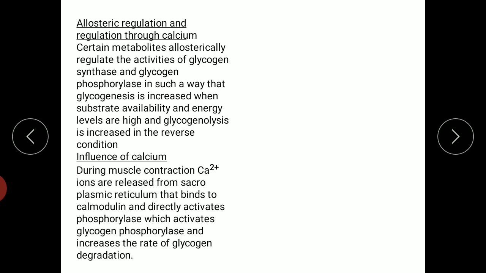glycogenolysis. So during muscle contraction, calcium is released more. Calcium 2 plus ions, they will bind with a protein called calmodulin. This will directly activate phosphorylase, glycogen phosphorylase enzyme. So more and more glycogen will be depleted to release more and more glucose.